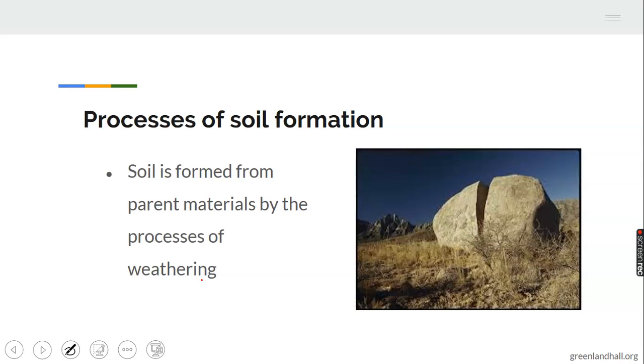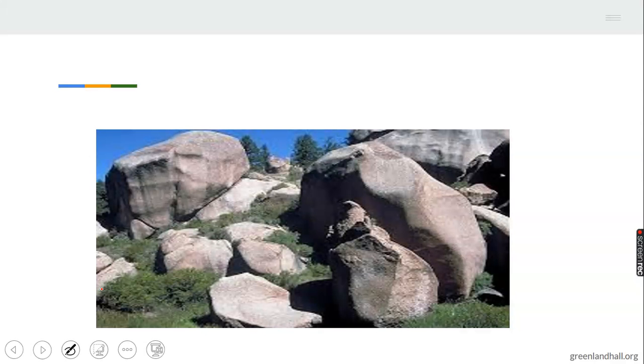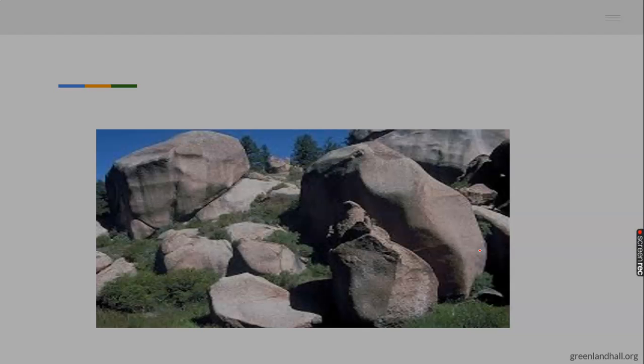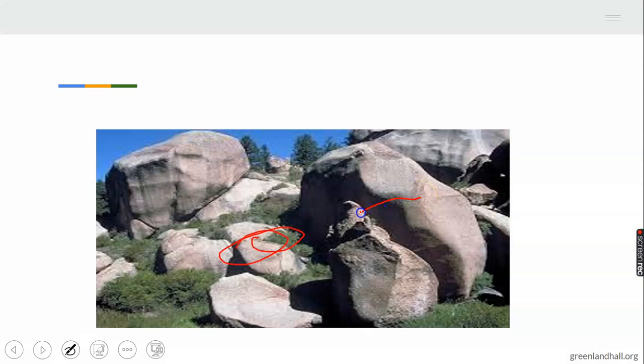Processes of soil formation. Soil is usually formed from parent materials by the processes of weathering. Take note of this word, weathering. Weathering means the breaking down of rocks, disintegration. This is a complete rock. Weathering has taken place in this rock. You see the processes of breaking down. The rock is already disintegrated into particles, into pieces.